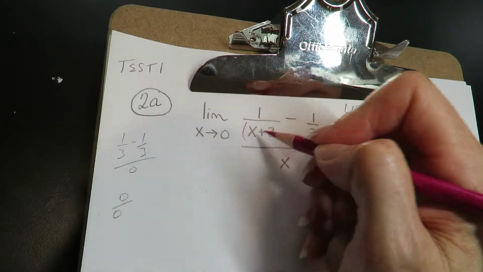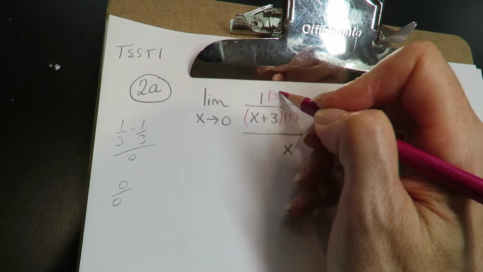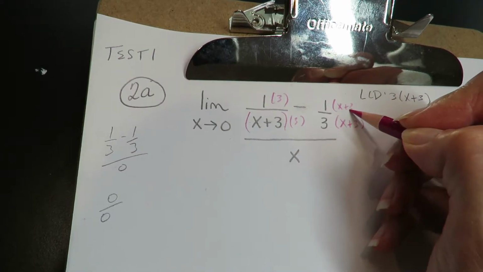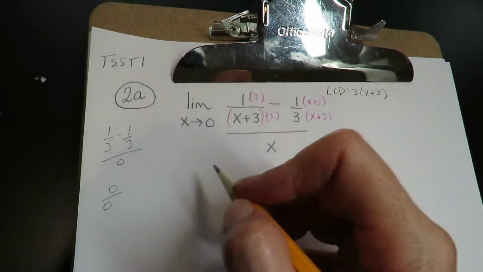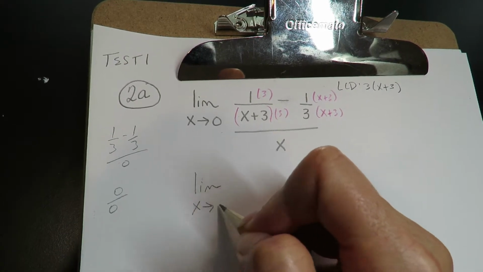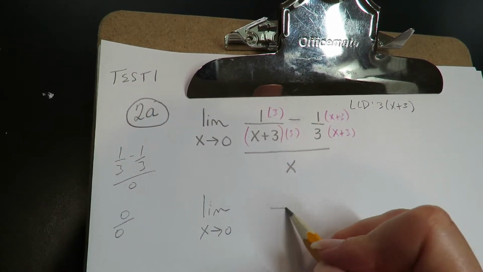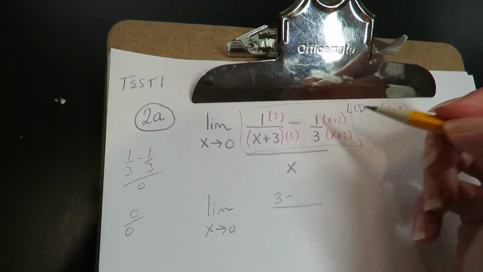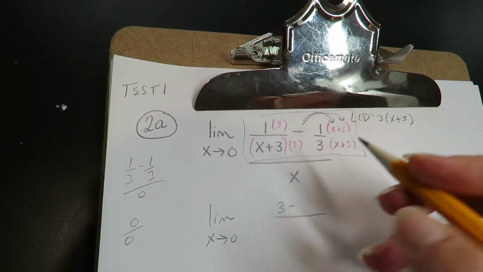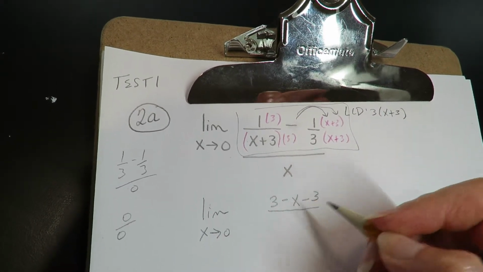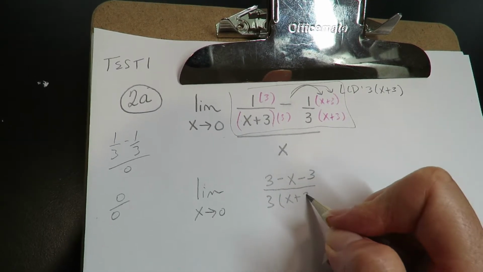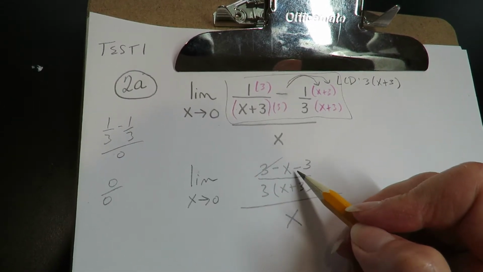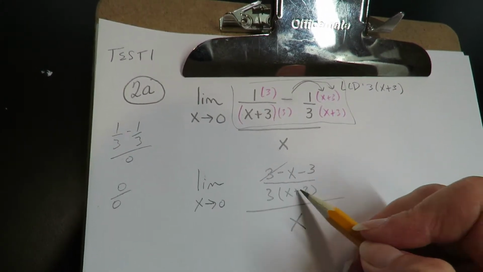So I'll multiply this side by 3. I'll multiply this side by x plus 3 so that they both have the same LCD in the top fraction. Okay, so in the numerator of the top fraction, you have 3 minus, now notice you're going to distribute a -1 through here, so 3 minus x minus 3 over 3 times x plus 3 all over x. So the 3 minus 3 goes away.